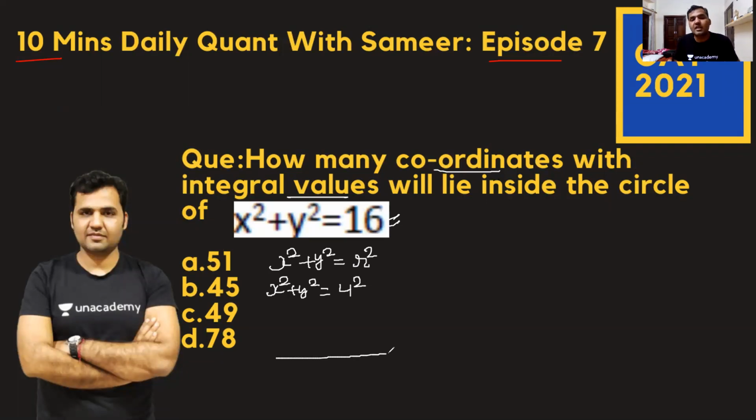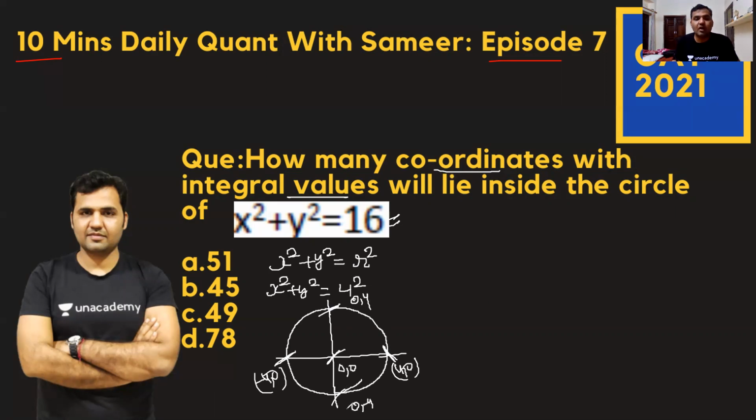So x square plus y square equal to 16 is basically a circle with center at 0, 0, and the radius is equal to 4, right? So I'm looking for all the points which lie inside the circle. This you can say is 4, 0. This is minus 4, 0. This point is 0, 4, and this is 0, minus 4. I'm looking for all integral points, that means x and y both should be integers and should be lying inside the circle, right?